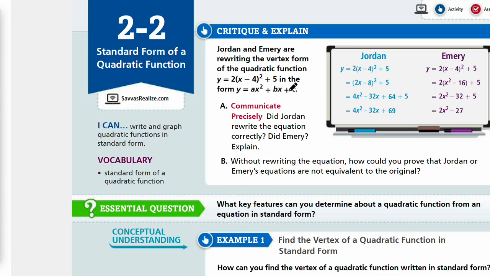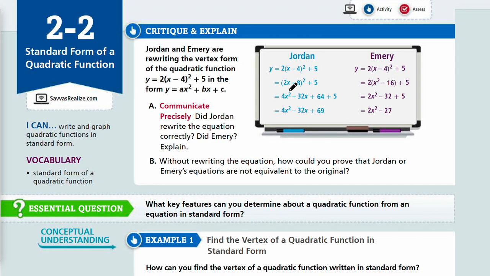Hi, welcome to Algebra 2, Lesson 2-2, Standard Form of a Quadratic Function. In this lesson, we'll be able to write and graph quadratic functions in standard form. And the lesson vocabulary is obviously the standard form of a quadratic function. So let's start with looking at this critique and explain question.